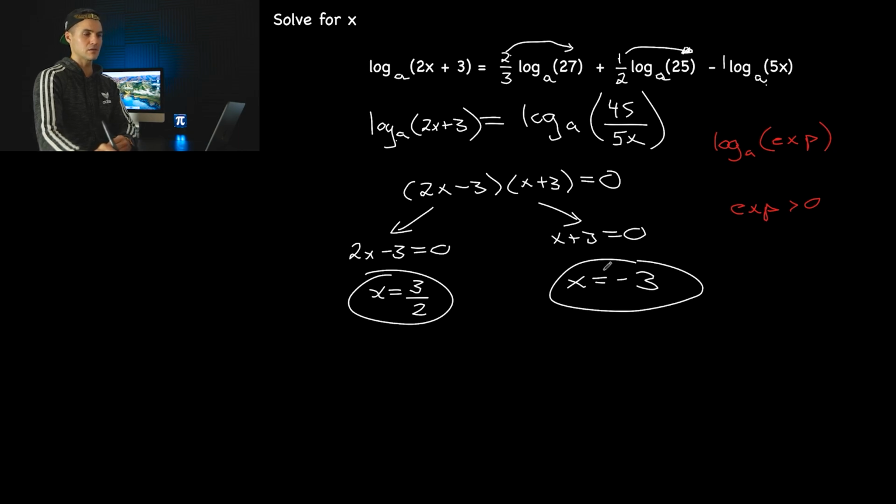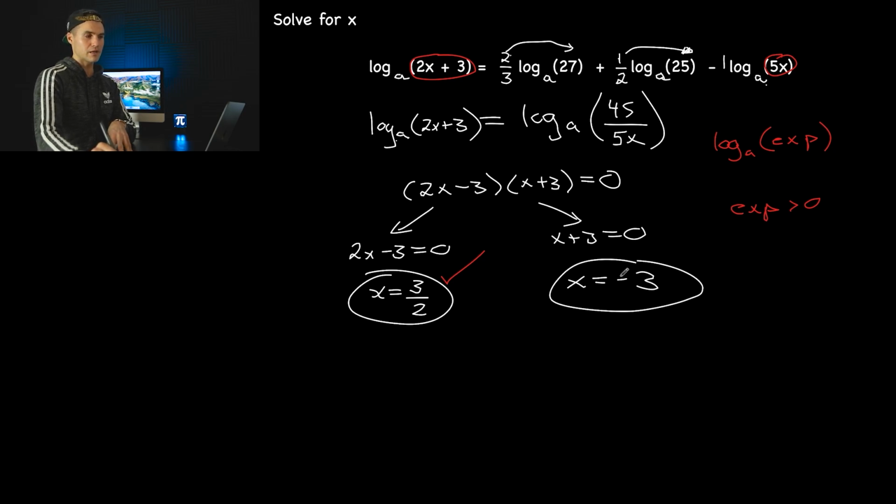So if you plug your solutions into the original logarithmic equation for any of the expressions that have a logarithm and a variable, and you get either a 0 or a negative within the bracket, that's not going to be a legit solution. So notice 3 over 2, if I plug it in here, that's going to give me a positive value. If I plug in 3 over 2 here, that will also give me a positive value. So 3 over 2 is a legit solution.